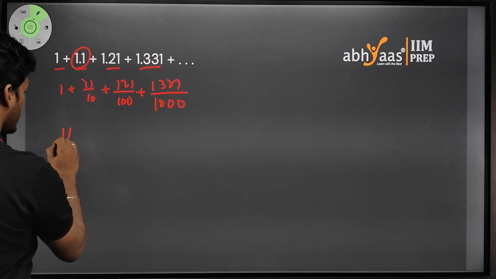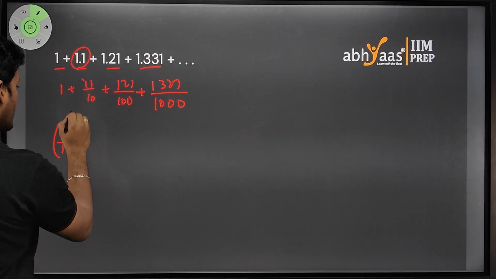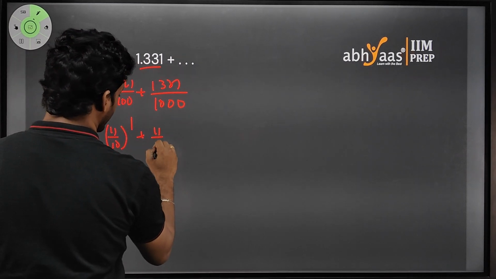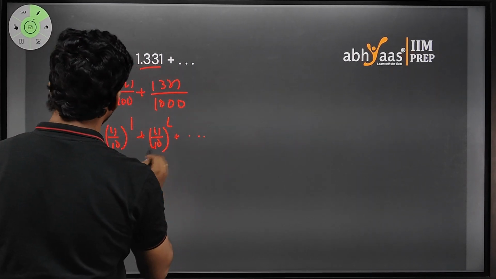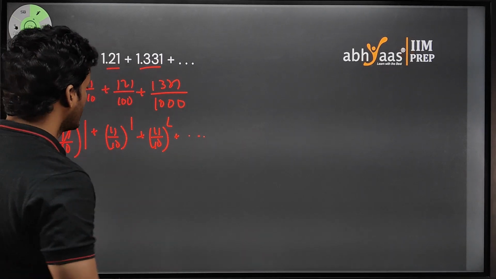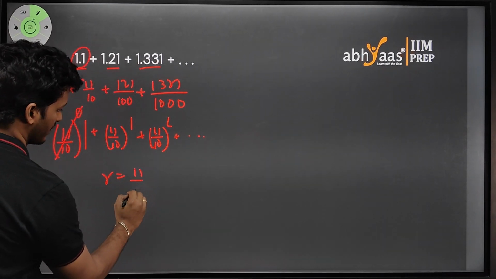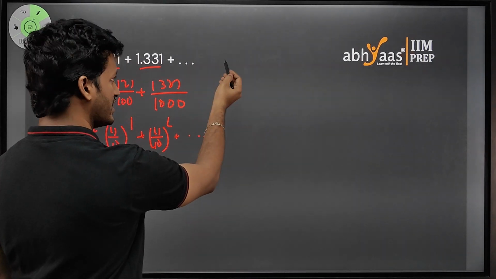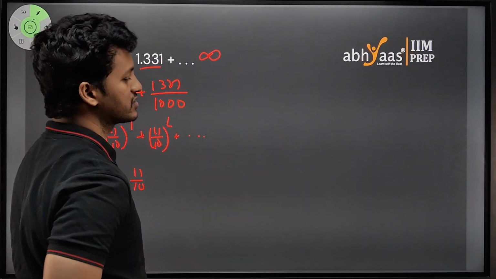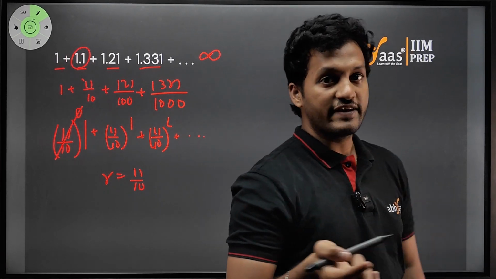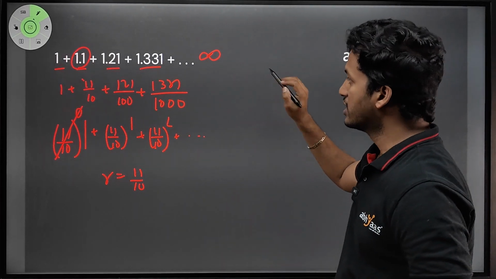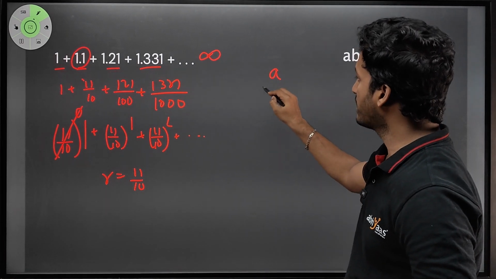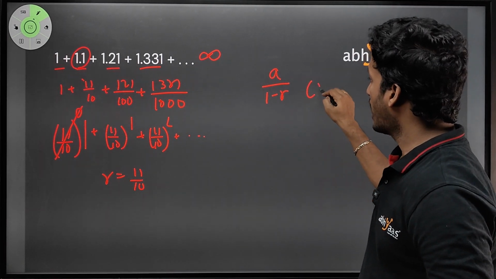That means, yes, you got it right. The series is (11 by 10) to the power 0, (11 by 10) to the power 1, (11 by 10) squared, and so on. If I consider 1 as the first term, the common ratio will be 11 by 10. They didn't give any finite number of terms, so I'll take it as an infinite number of terms. Now, as we have discussed, for a geometric progression with infinite terms, the sum will be a by 1 minus r for r less than 1.